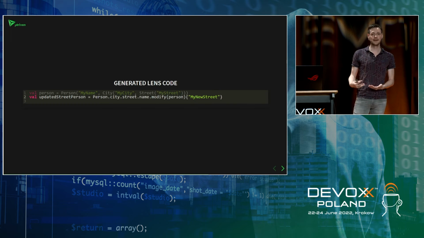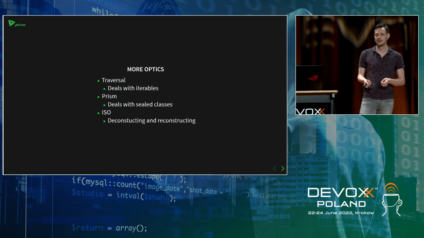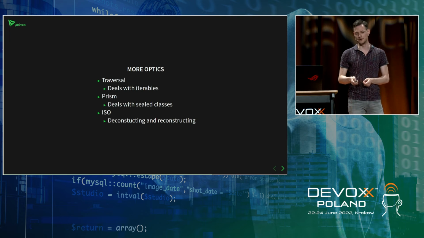So if you have an immutable domain model which is deeply nested, you might want to take a look at optics, because they can really save you a lot of copy work within Kotlin. It also has some support for if you have lists and such, it has a traversal. If you're dealing with sealed classes, it also has prisms, which help you with that. And it also has ISOs, which allows you to turn objects into tuples and tuples back into objects. If that's stuff you need, I don't have time to go into that right now, but the Arrow library also has that stuff.